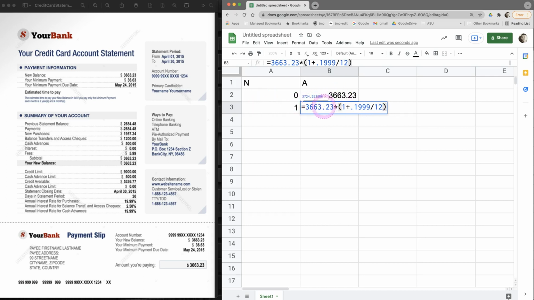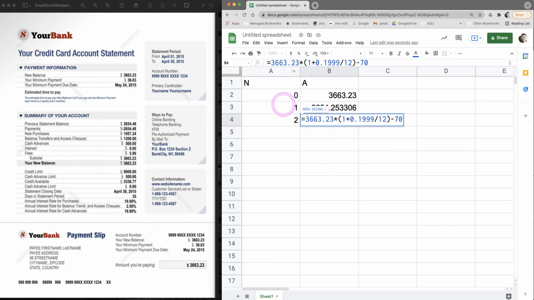So the amount of money we borrowed grew to $3,724, and then we were going to subtract our $70 payment. Okay, so after one payment, it looks like we owe $3,654. Okay, if we continue this process, dragging and dropping, you can see here that we tried to do the same thing.